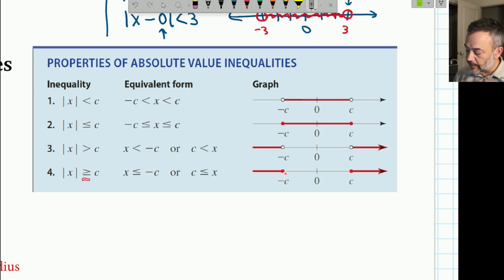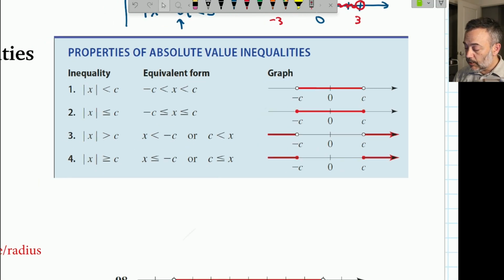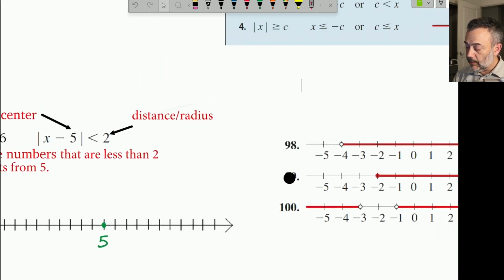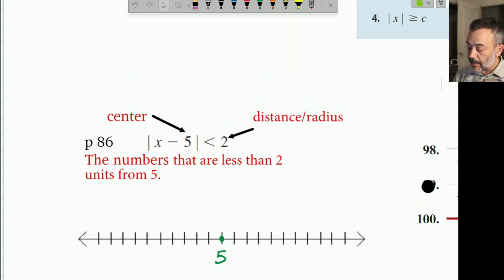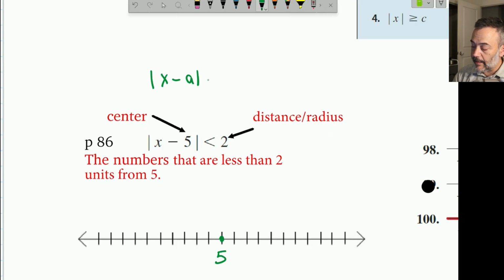And the "or equal to" just includes the point. So if we were to summarize this, what we have is this. If I have something like the absolute value of x minus a is less than b, a is the center, b is the distance you go from the center to the boundary. We call that the radius. And I have that down here with this example.